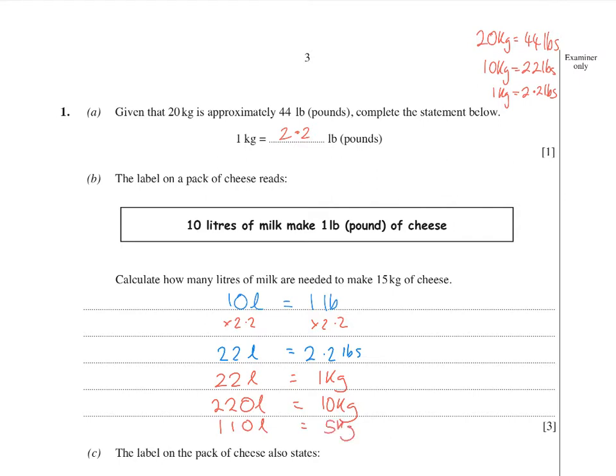And then I'm going to add these two together, because 10 kilograms add 5 kilograms is 15, so I get 220 add 110 is 330 litres is equal to 15 kilograms. And because that's my final answer, I'm just going to put a bubble around it and make sure it stands out.